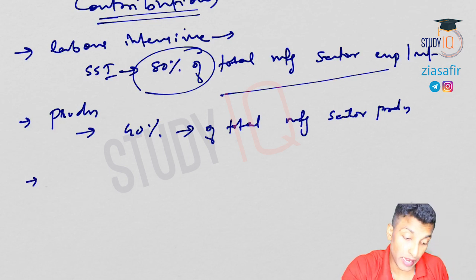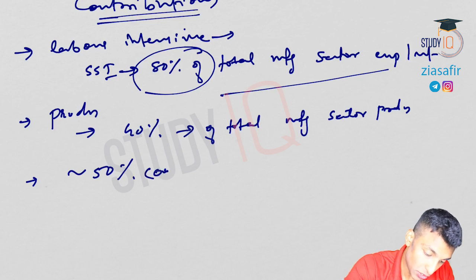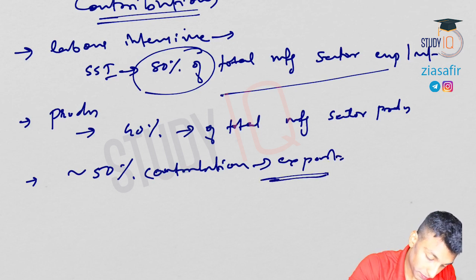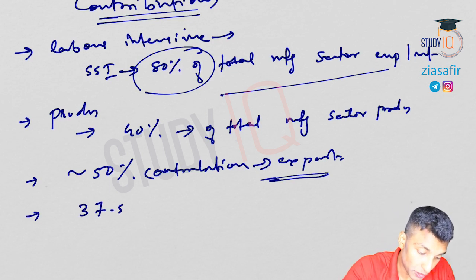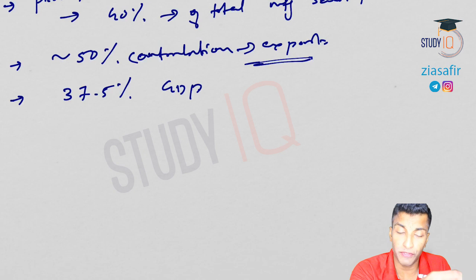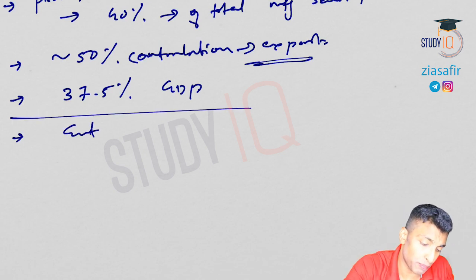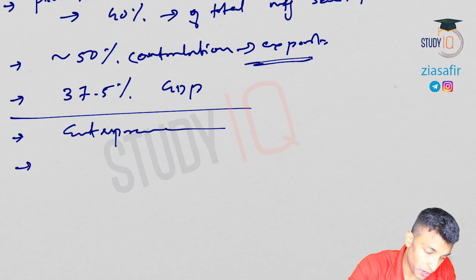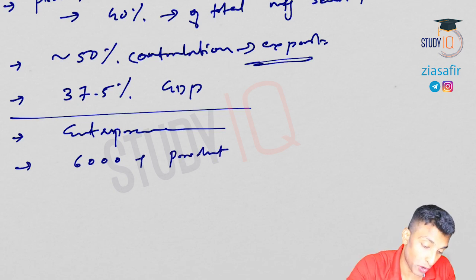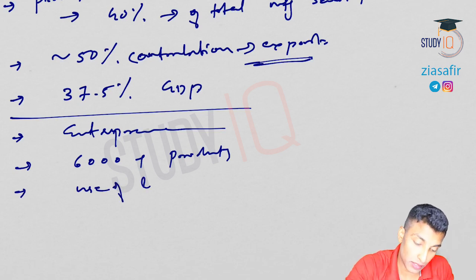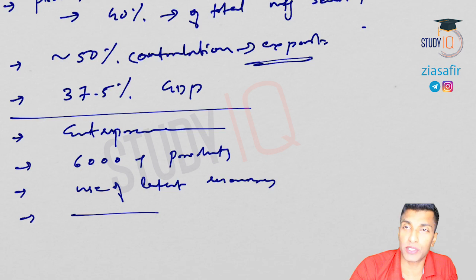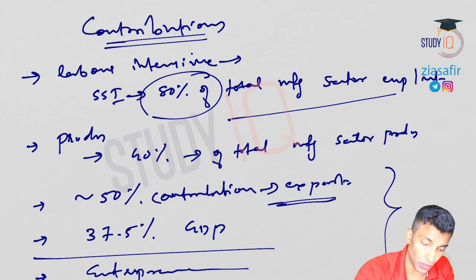Now, what about exports? In total exports, what is the contribution? Close to 50% contribution in the export. Now, what about the contribution of MSME in GDP? If you see, it's around 37.5% of GDP. Contribution of MSME in GDP is also significant. Then other things you can write as general points like entrepreneurship development. MSMEs are coming out with more than 6,000 products. Also use of latent resources and regional dispersal of industry. So all these points you can write in the advantages, when we are talking about contribution.